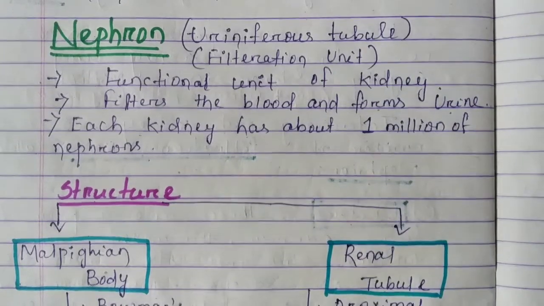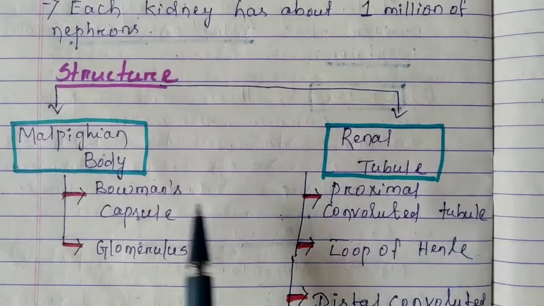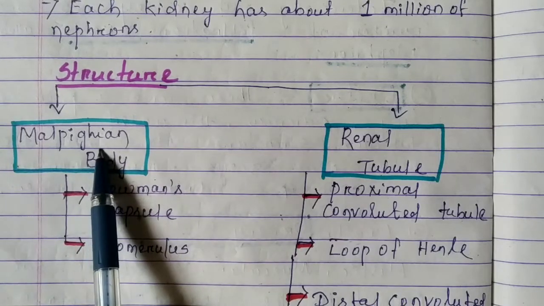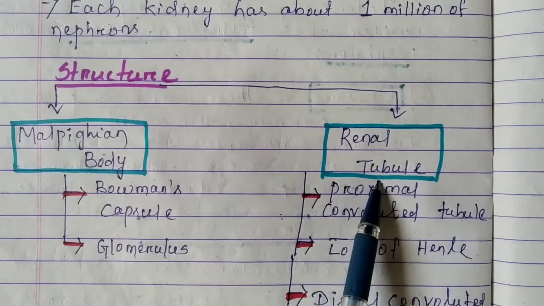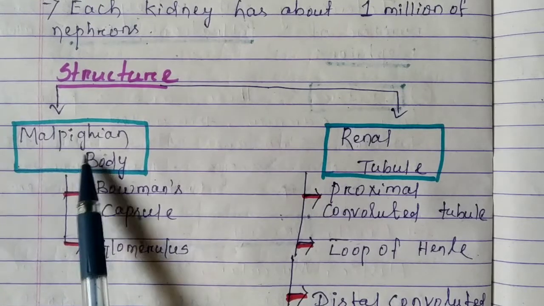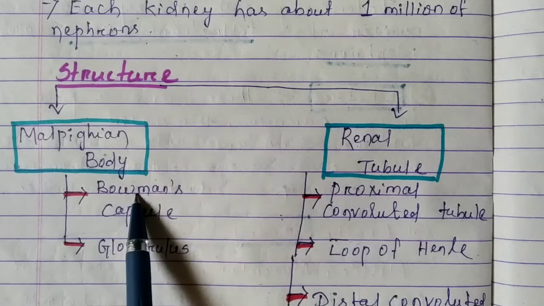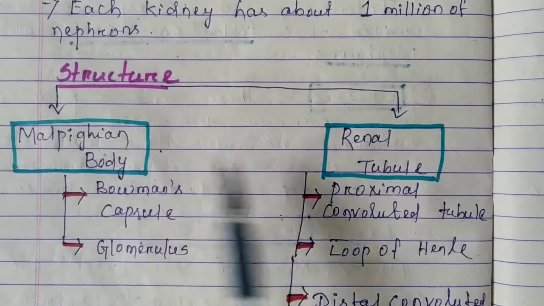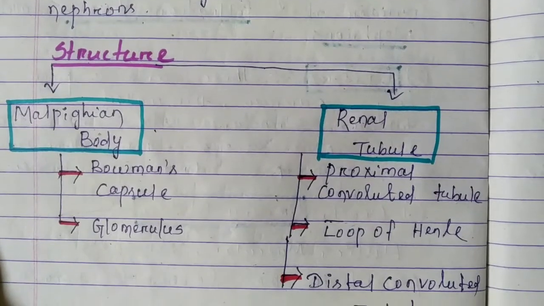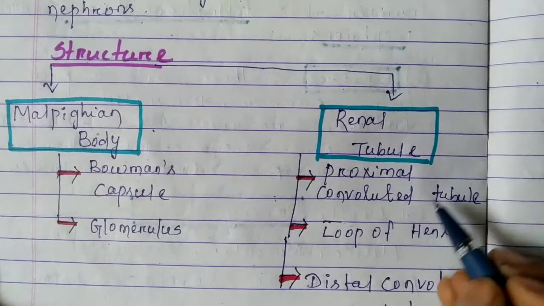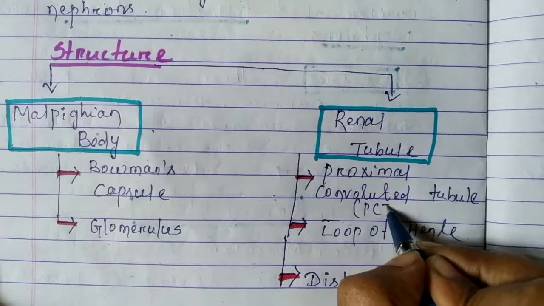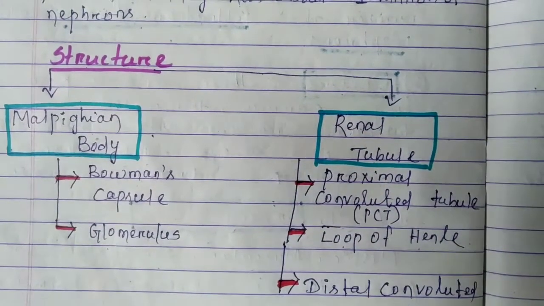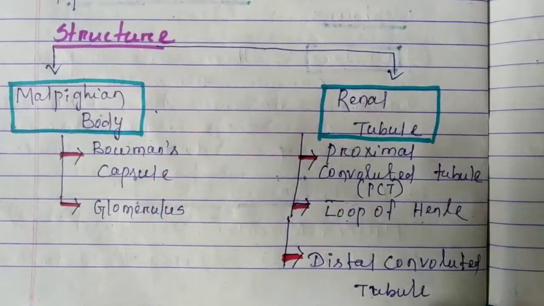So moving on to the structure of nephron. Structurally it is mainly divided into two parts. One is the Malpighian body and the second one is the renal tubule. The Malpighian body has two parts, that means Bowman's capsule and glomerulus. These two are collectively called the Malpighian body. And the renal tubule has three parts: proximal convoluted tubule, in short known as PCT, loop of Henle, and distal convoluted tubule, also in short known as DCT.